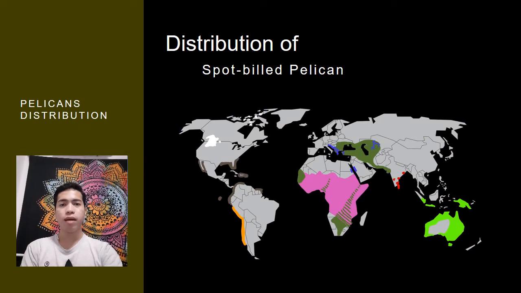The spot-billed pelican or Pelecanus philippensis can only be found in Southeast Asia. Their strongholds now are in India, Sri Lanka, southern Cambodia, and the coastal areas of Sumatra. The Philippine pelican has been observed roaming along the coasts of India and Ceylon in Sri Lanka, Burma in Myanmar, Malay Peninsula, southern China, Hainan, Java, Luzon, and Mindanao.